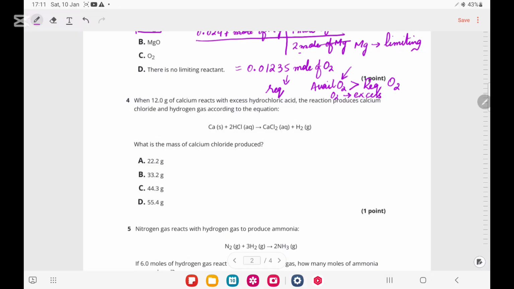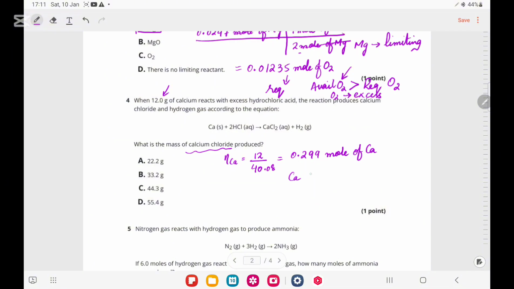So the next question says, when 12 gram of calcium reacts with excess HCl and the reaction produces calcium chloride, they are saying what is the mass of calcium chloride. So first of all, we are given the mass of calcium. First I'm going to find the moles of calcium, that is mass divided by molar mass, and that comes out to be 12 divided by 40.08, so that comes out to be 0.299 mole of calcium.